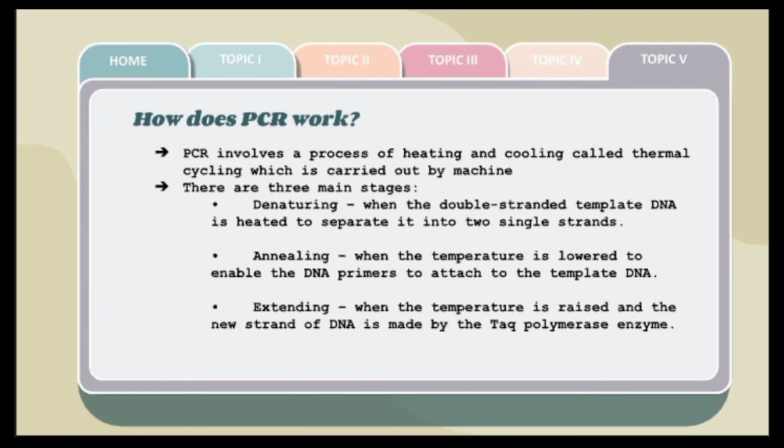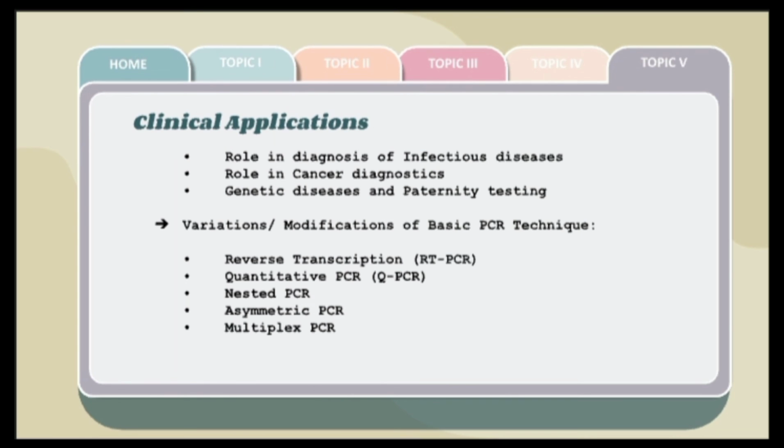There are 3 main stages of PCR, and those are denaturing, annealing, and extending. When the double-stranded template DNA is heated to separate into 2 single strands, that is denaturing. When the temperature is lowered to enable the DNA primers to attach to the template DNA, that is annealing. When the temperature is raised so the new strand of DNA is made by the Taq polymerase enzyme, that is extending. Next, we will go to the clinical applications of PCR.